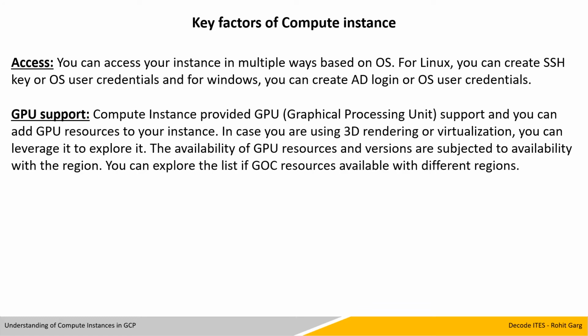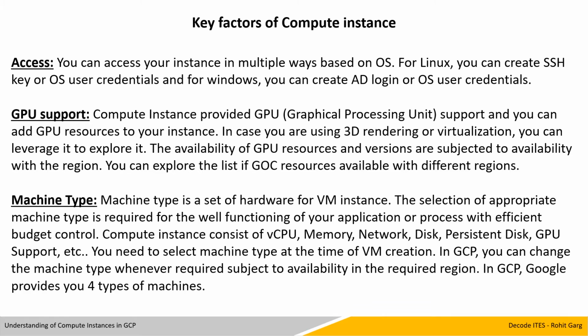Next one is GPU support. Compute instances provide GPU, graphical processing unit, support, and you can add GPU resources to your instance. In case you are using 3D rendering or virtualization, you can leverage your machines to explore it. The availability of GPU resources and versions is subject to availability in the particular region. You can explore the list of GPU resources available in different regions. This list is publicly available in Google Cloud documentation, and Google keeps it updated on a regular basis.